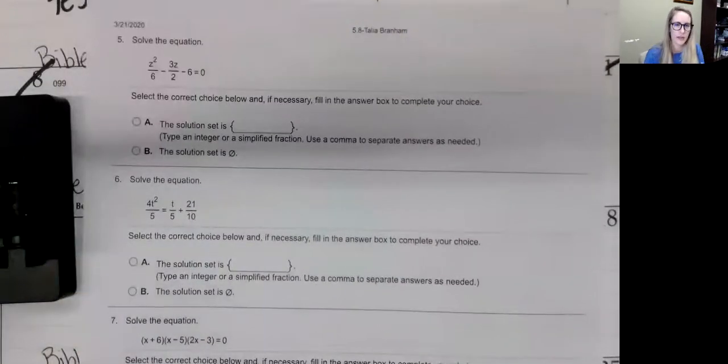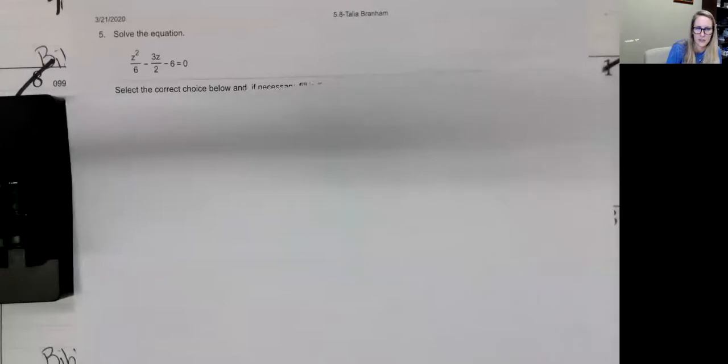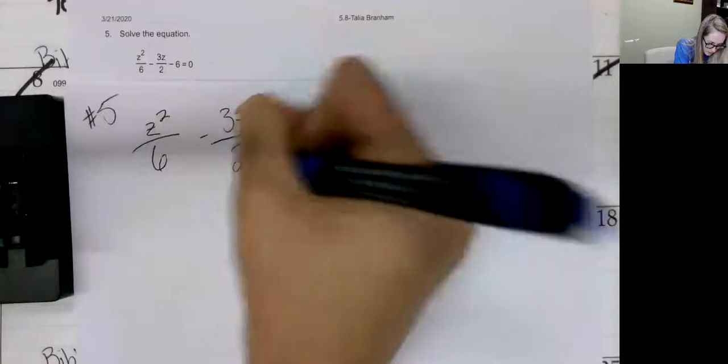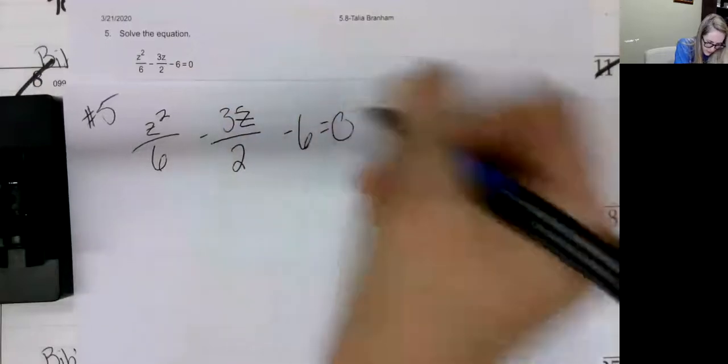Okay, this one's a fraction. So the first thing I do when I have one that's a fraction is use the common denominator and get rid of the fractions. So the common denominator between 6 and 2 would be our 6. So we're going to go ahead. We have z squared divided by 6, subtract 3z over 2, subtract 6 equals 0.